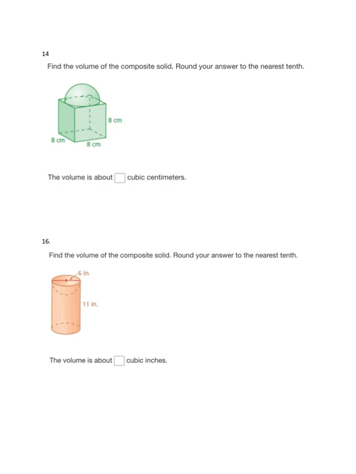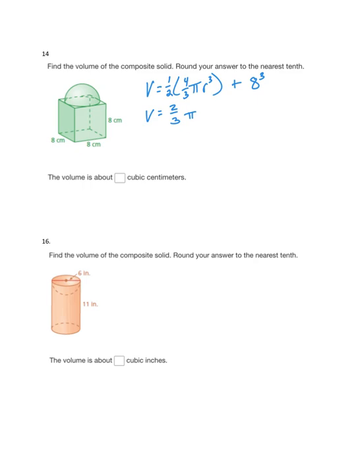All right, for number 14, I'm finding the volume of this composite solid, so it's going to be a half of a sphere plus a cube. So my volume will be 1/2 times 4/3 pi r cubed plus 8 times 8 times 8, or 8 cubed, will be the volume of that cube. Now I can simplify here a little bit. 1/2 times 4/3 is 2/3. So this will be 2/3 pi.